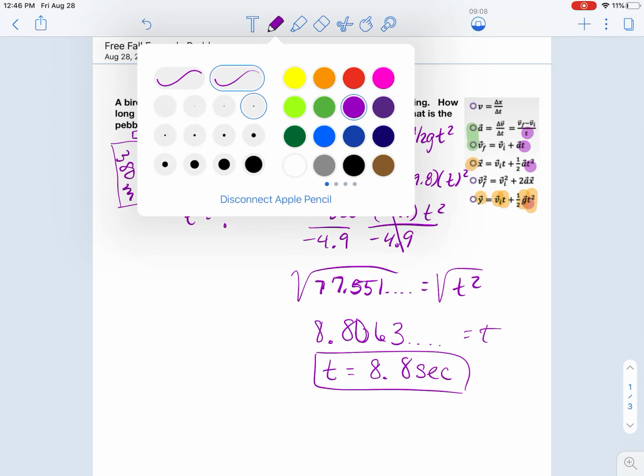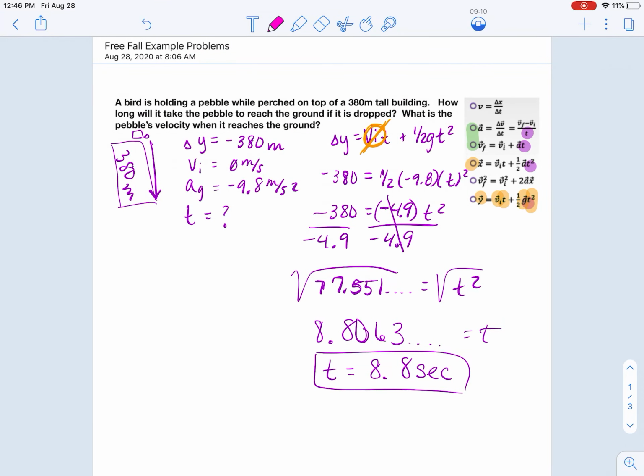The second part of this question is asking me, what is the pebble's velocity when it reaches the ground? So now I have the same set of initial givens, but I'm asked to solve for the final velocity here. So you actually now have all the information that you need to use pretty much any formula on our formula list. I am going to walk you through how we would solve this if we were using the information that we were given in the original problem.